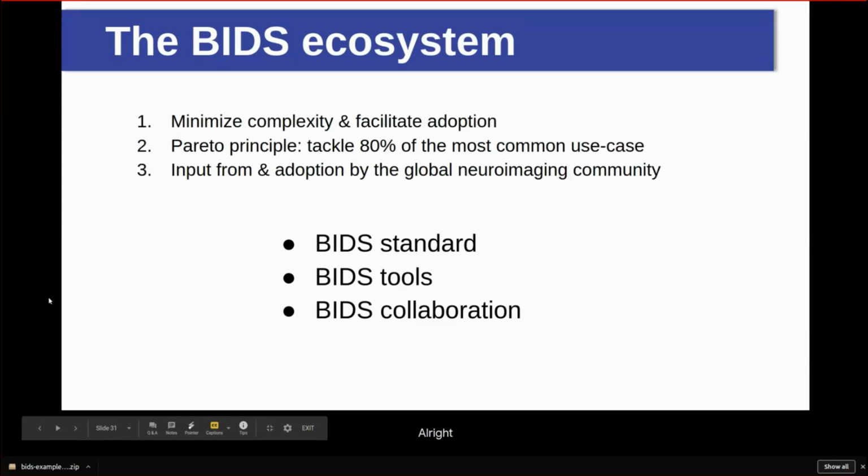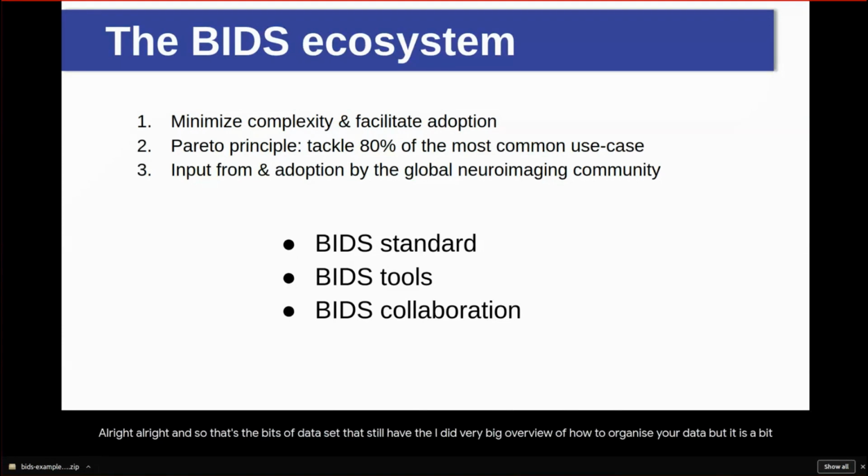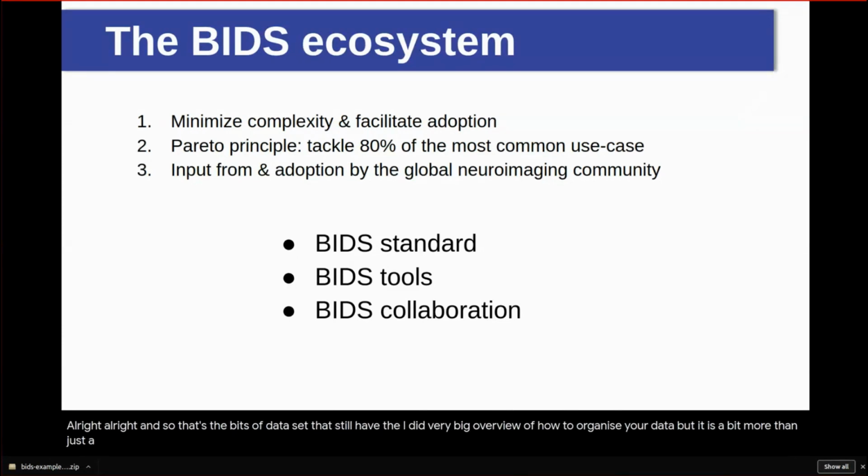All right. And so that's the BIDS dataset. That's still the very big overview of how to organize your data. But BIDS is a bit more than just a data structure. It is clearly what we're now starting to call an ecosystem around it.